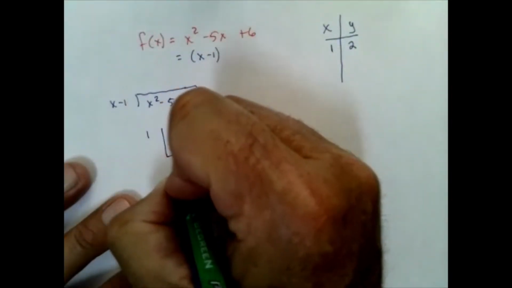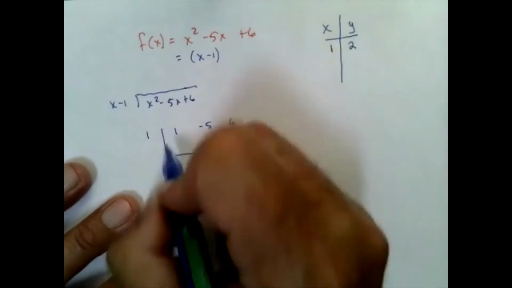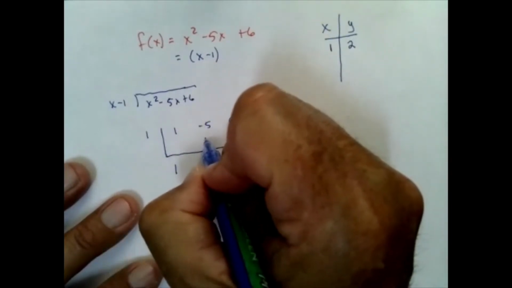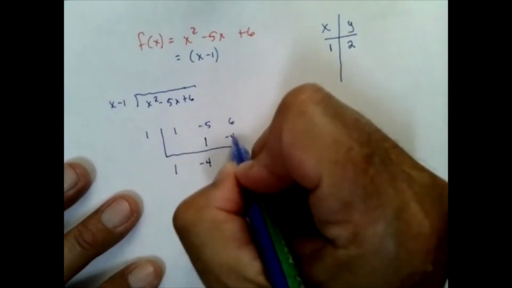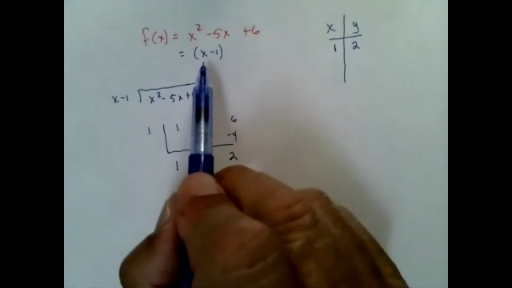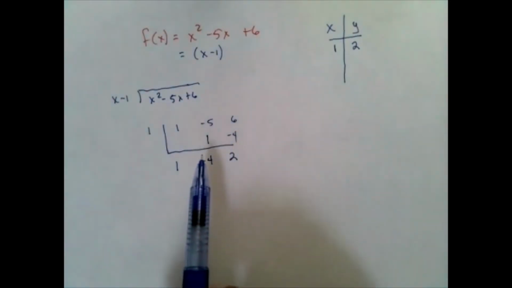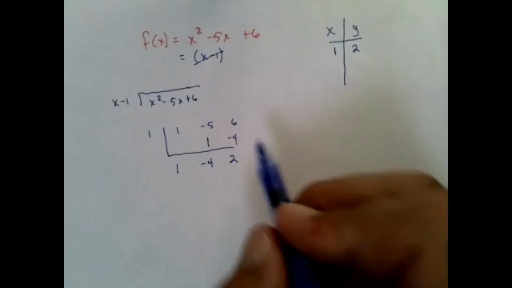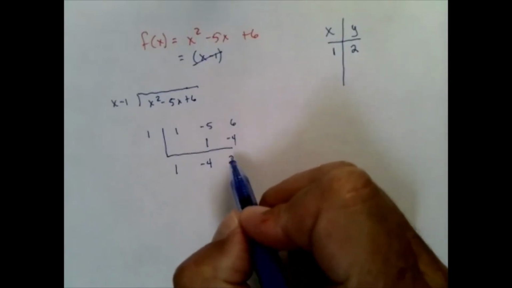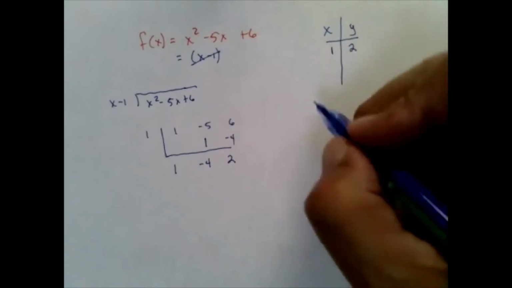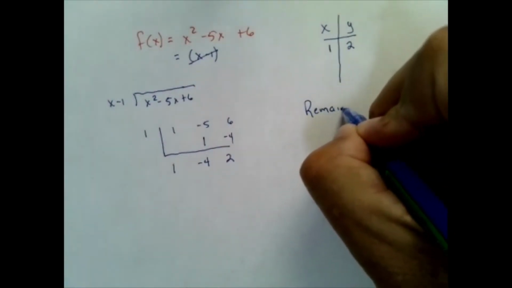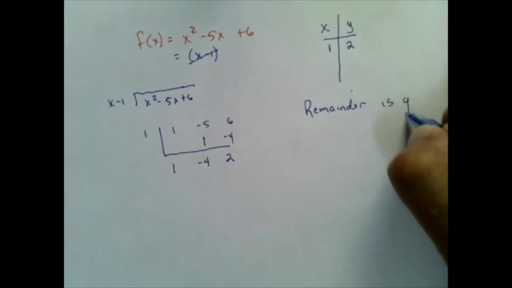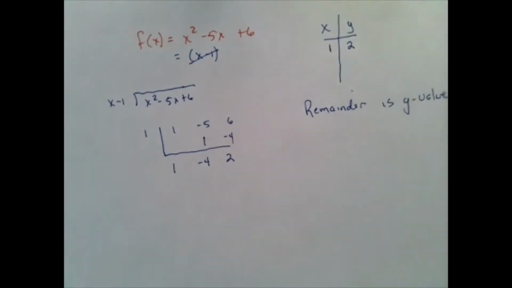Well, I'm going to do the synthetic division again. 1, negative 5, and 6. 1 times 1 is 1. Negative 4 times 1 is negative 4, and I get 2. X minus 1 is not a factor. If this remainder was 0, it would be a factor. But again, you notice the remainder is also my y value. So it's kind of tying together here.